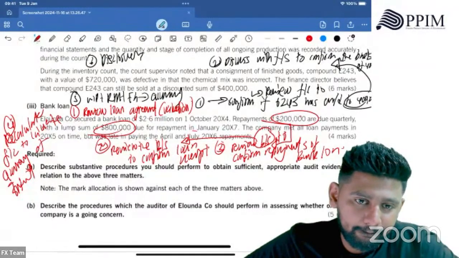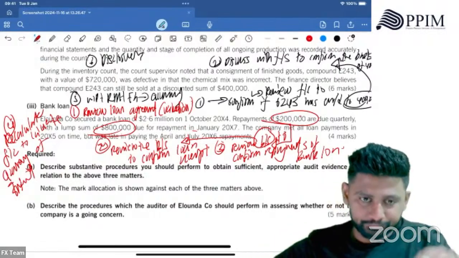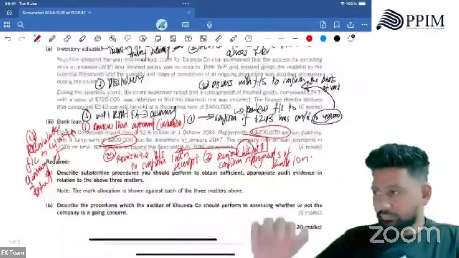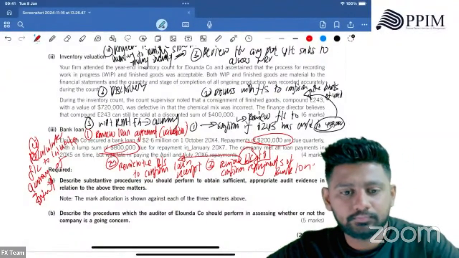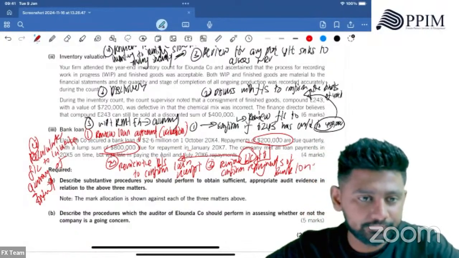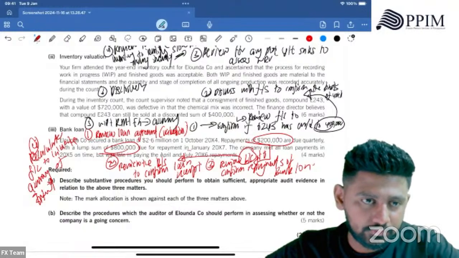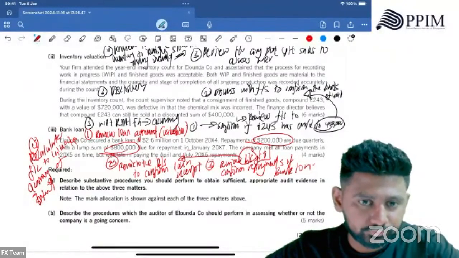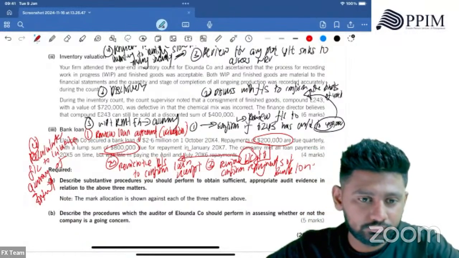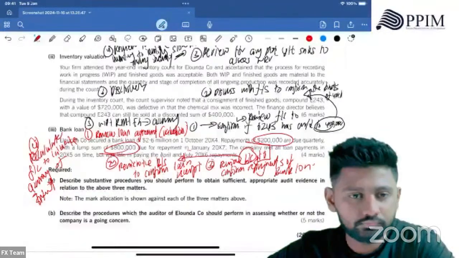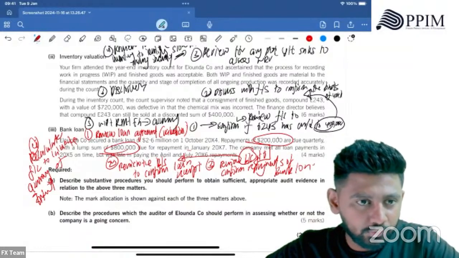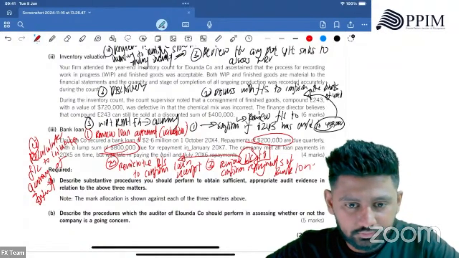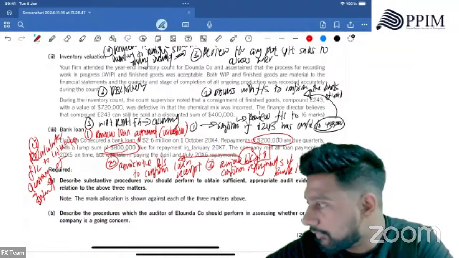Are we clear? Everyone, are we clear? Everybody understood? Okay, we can move on to the next part of it. Can I move on, guys? Okay, brilliant.